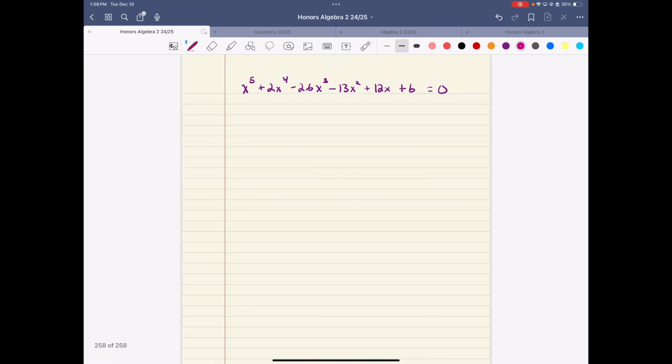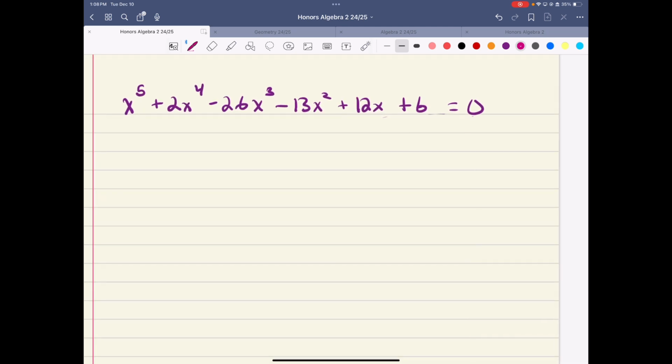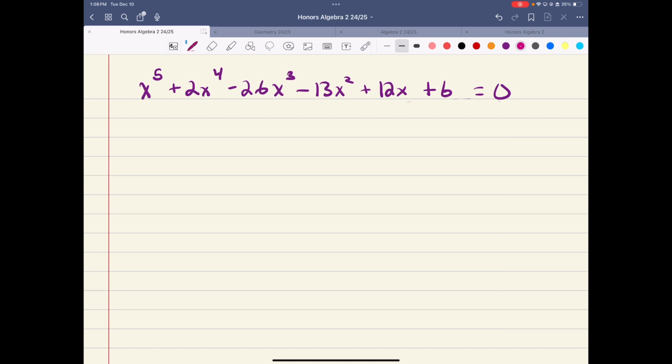All right, the last one. Same directions. Something disappeared, though. I think there's supposed to be a 4 there. Let me double check. Yep, that's supposed to be a 4. Same directions. Find all the possible zeros. Factor it completely. Find the zeros and graph. Again, I'll give you about 5 minutes with this one.